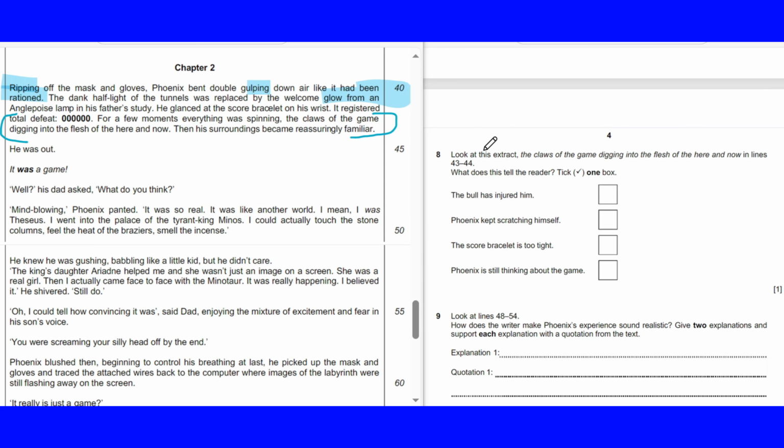Okay, question 8. Look at this extract, the claws of the game digging into the flesh of the here and now, in lines 43 and 44 here. Alright, so what does this tell the reader? Tick one box. The bull has injured him. Phoenix kept scratching himself. The score bracelet is too tight. Phoenix is still thinking about the game. So, 10 seconds.